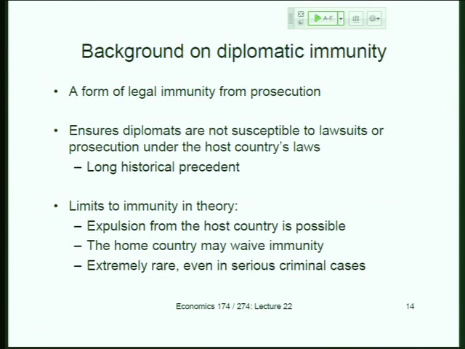Because if, say, the U.S. were to crack down on the diplomats of a certain country that had committed a crime, the fear would be that U.S. diplomats would then be punished for something. And so the other country has your diplomats as hostages, basically, in this kind of deal. Of course, it's possible for the home government to waive immunity, but they typically don't do that.